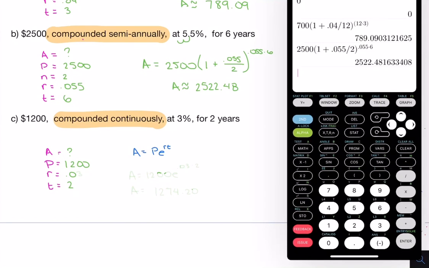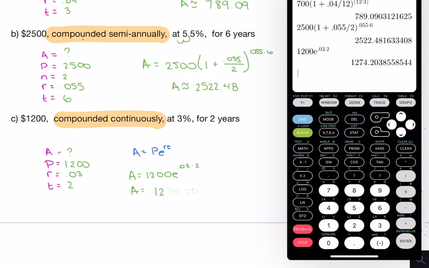So since our formula is A equals P E to the R T, we're just going to plug everything in and see what we get. So A is equal to 1,200 times E raised to the R, which is 0.03 times 2, our time. To get E on your calculator, you're going to want to hit the second button and ln. So second ln gives you E, and then you're going to raise that to the 0.03 times 2. This gives us a total of $1,274.20 that are compounded into our account.